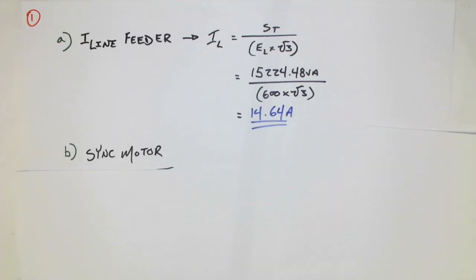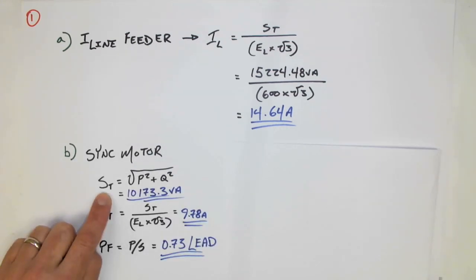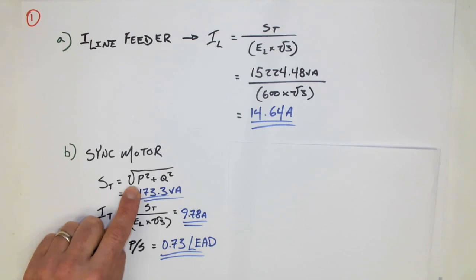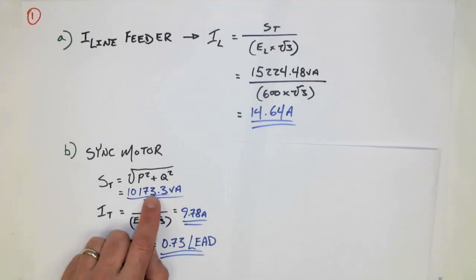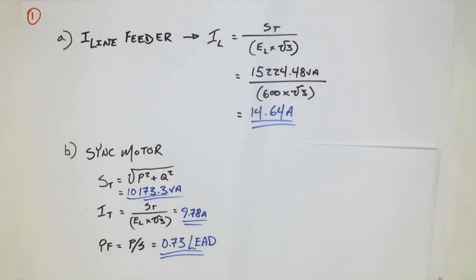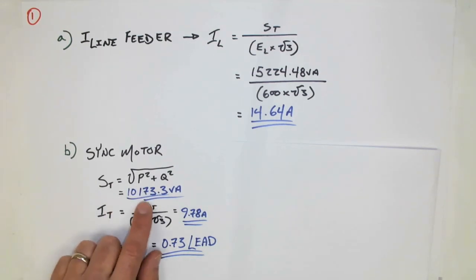The second item is for the sync motor. And the sync motor, we have a total S here of P squared plus Q squared. So the power squared plus the Q squared. And remember, we worked out the Q of the synchronous motor on the previous page. The Q of the synchronous motor was the capacitive VARs. The P we worked out at the very beginning of this calculation, which hadn't changed. It's still 7460. So the total S is 10,173.3 VA.